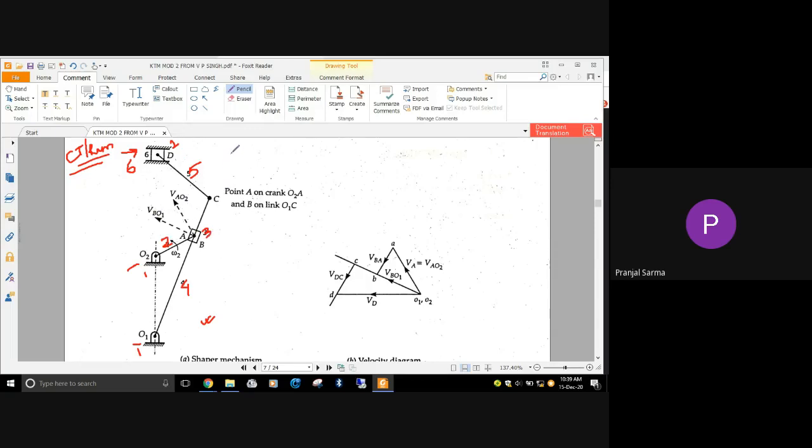I believe this way all of you will be able to find the degree of freedom also. If someone asks you, you will find out what kind of joints we have, how many binary joints and so on. But that was different. Right now our task is to draw the velocity diagram.